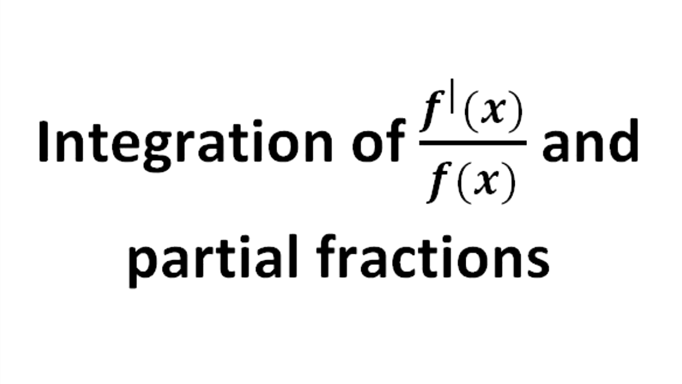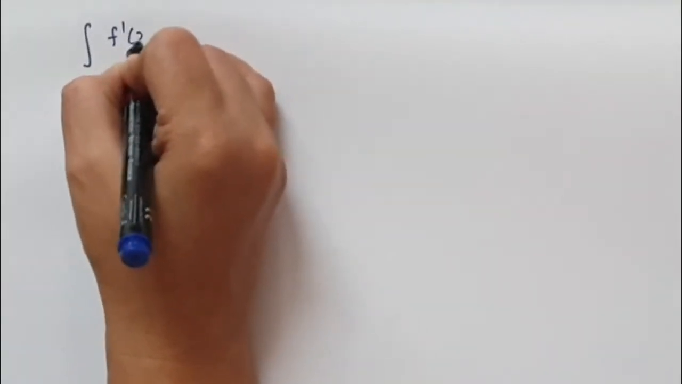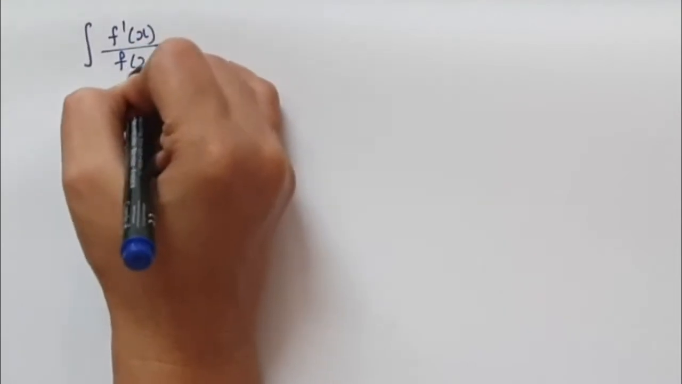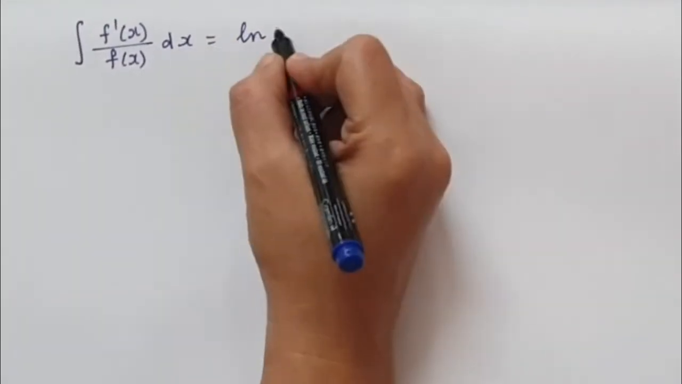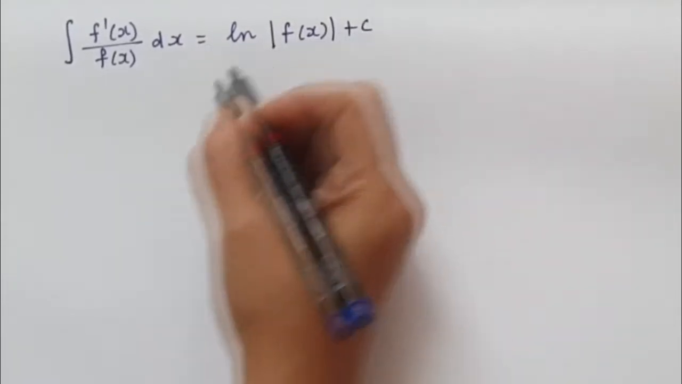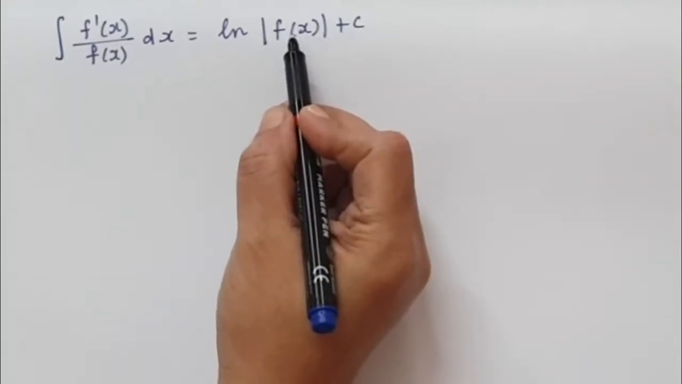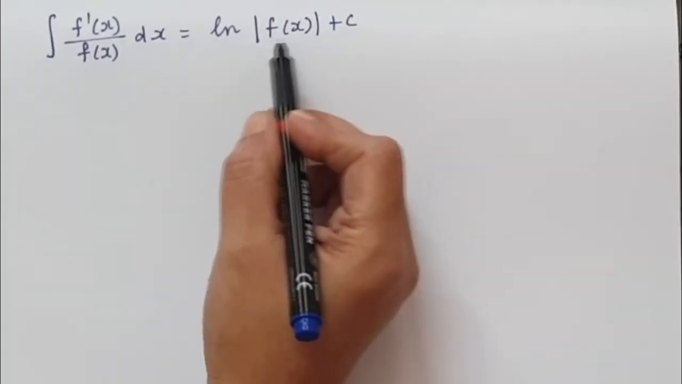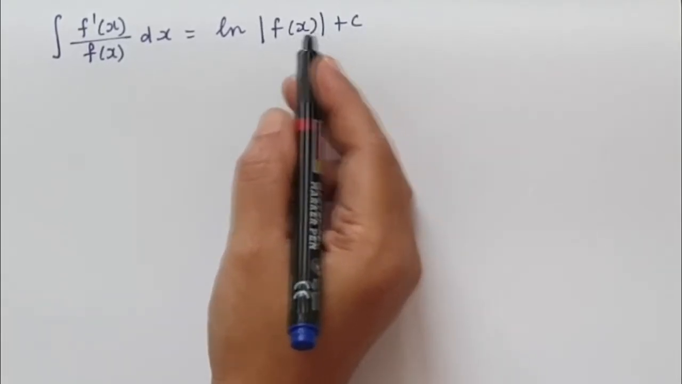Integrating expressions of the form f dash of x by f of x and by partial fractions. Suppose we have an integral f dash of x over f of x dx, then the integration of it is ln of the modulus of the denominator, f of x, plus c. We always write a modulus for ln because ln of a negative number is not possible. We cannot find it and it is invalid. So that is why we write a modulus for ln.